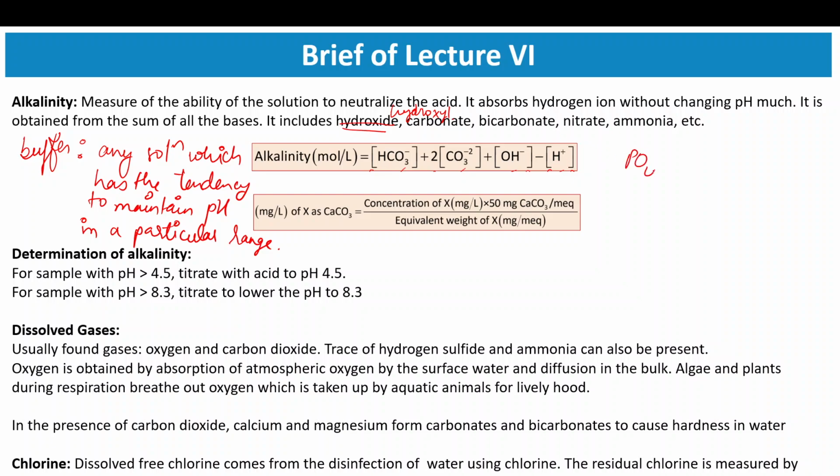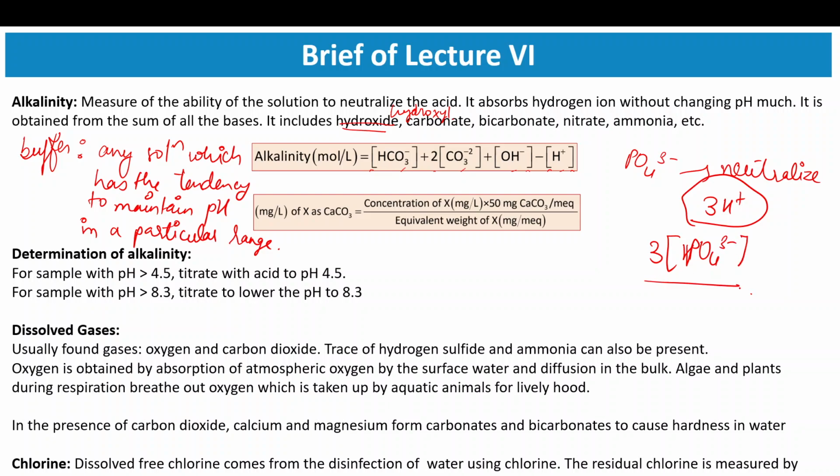Now, if I have phosphate present, it can neutralize 3H plus, right? In subsequent reactions. So you can have three phosphate concentration, right? So in similar manner, you need to multiply with the valency, right? OH minus, since it is single, it is multiplied by 1, bicarbonate also by 1.